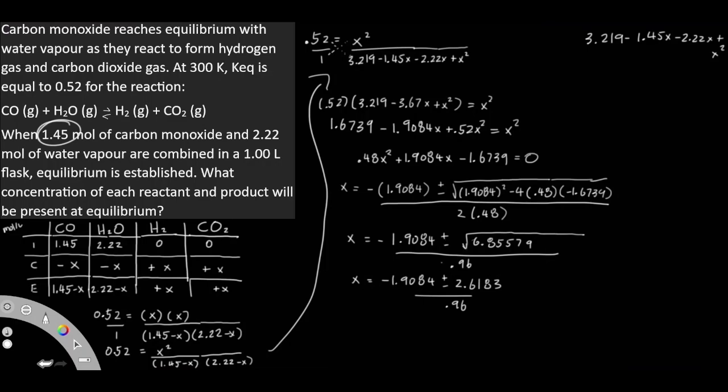All divided by our 0.96. Now, since it's plus or minus, we're going to use both. Let's start with the positive side. So you get negative 1.9084, you add it with 2.6183, and then you divide by 0.96. I end up getting 0.7395. So this here would be our positive value. For our negative value, you get negative 1.9084, you minus 2.6183, and divide by 0.96. I end up getting negative 4.715.